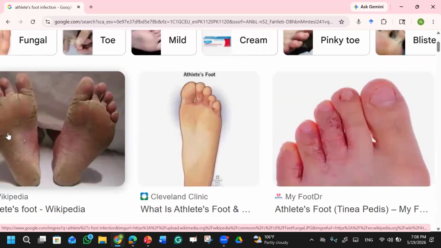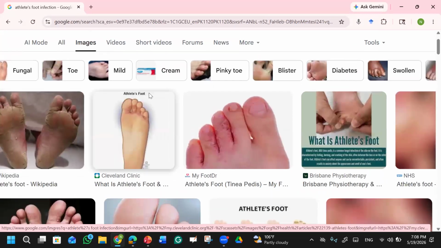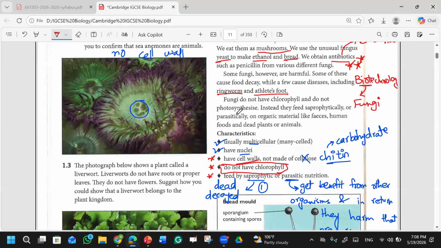The doctor suggests creams, and also suggests that you must wash your feet properly. Otherwise, you know what happens? It happens due to dirt, because in the dirt, in the dust, there is fungus. That's why it happens.